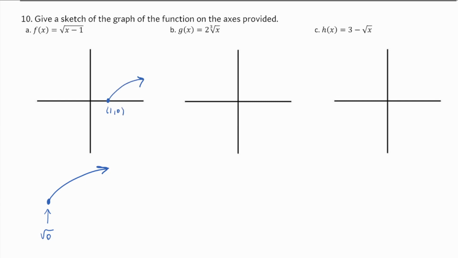Now we could probably do a little better than just that. We could label one other point to give us a sense of scale. Because this is 1 times the square root of x minus 1, I might just choose some other point strategically. I'm going to choose x equals 2, because I know how to take the square root of 2 minus 1. So I would point this point out and say that's x equals 2, y equals 1. Okay, and that would be a good sketch.